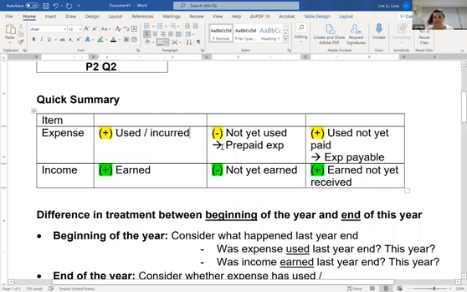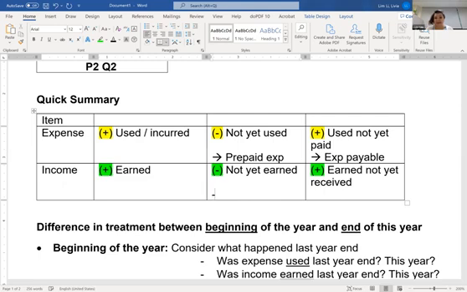And for income, the names are a little bit longer. If you have not earned the income yet, then it's an income received in advance. I just put RIA, income received in advance. But if you have earned the income, but I have not received it, I've done the work but I haven't received it, then it's called an income receivable. It's like trade receivable.